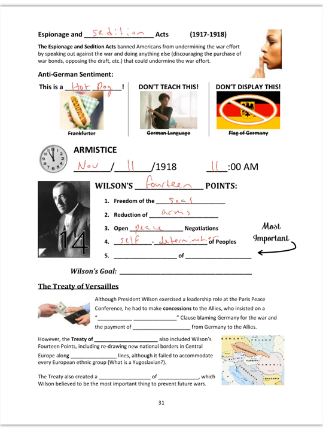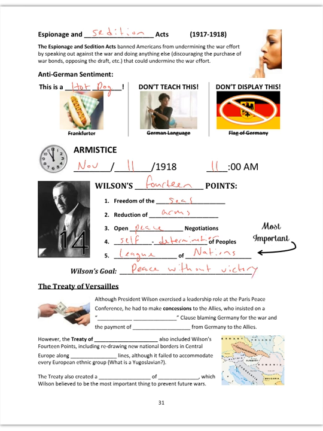Okay, and then number 5, which was the most important of his 14 points, or at least most important to Wilson, and that would be the League of Nations. Similar to our United Nations today, but basically the idea was that these countries, the member countries, would discuss issues and try to solve problems without the use of violence and war. So his ultimate goal with all of this was a peace without victory.